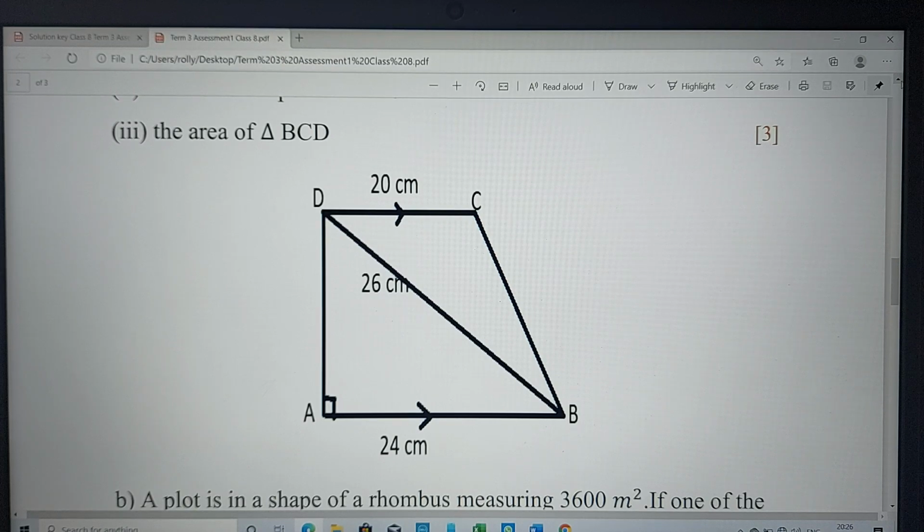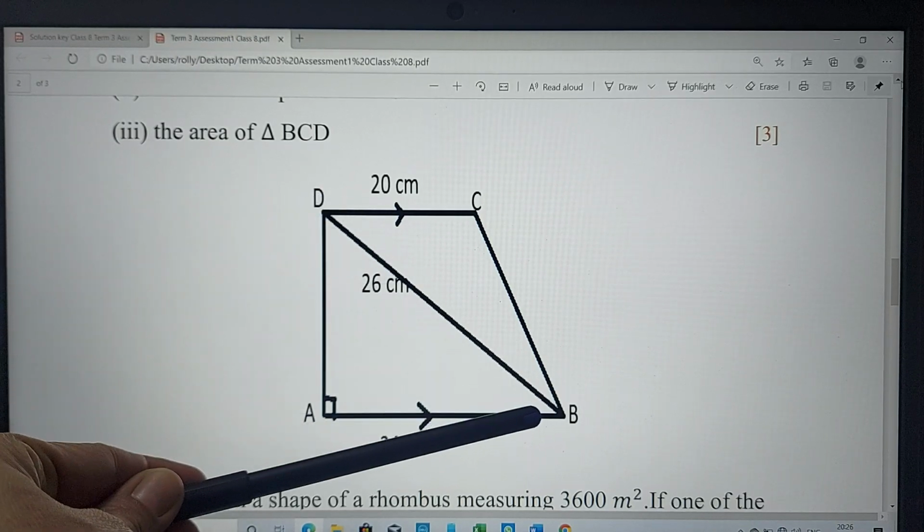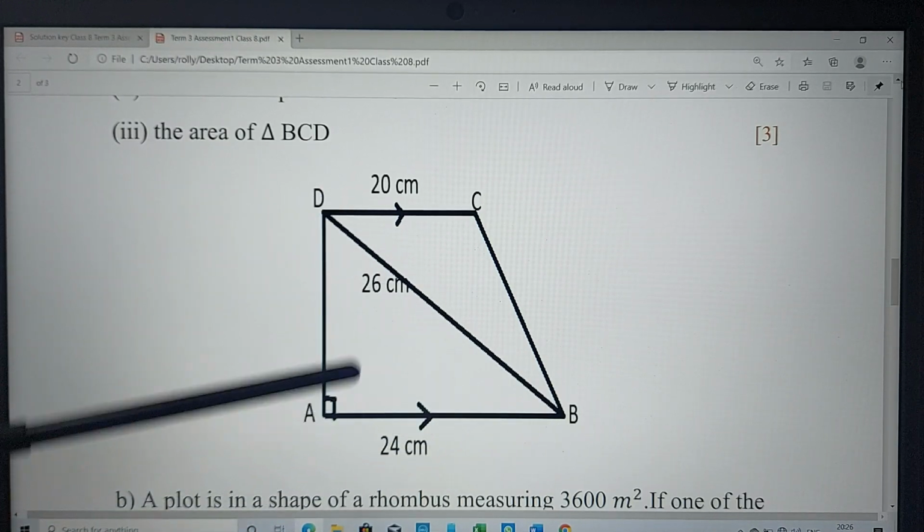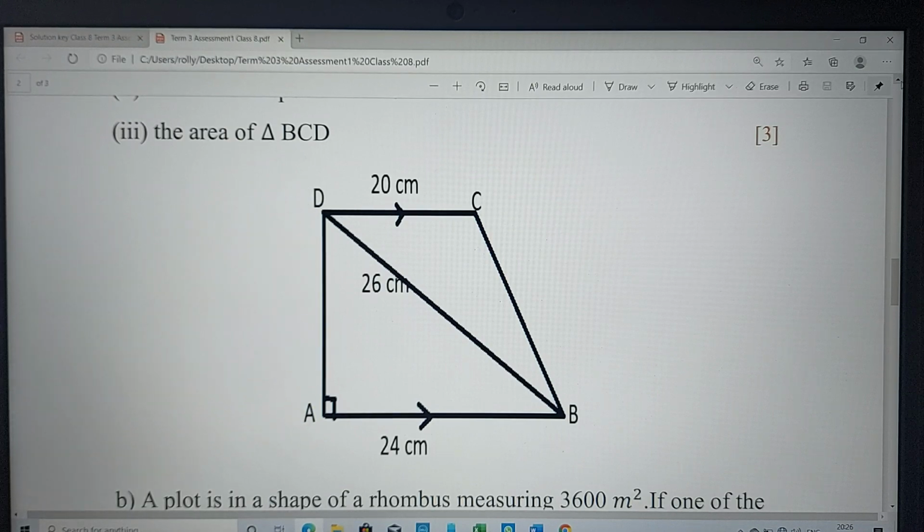It means you are supposed to find out the height. So if we use the Pythagoras theorem, it becomes hypotenuse square is equal to base square plus perpendicular square, or we can say height square. Are you getting it?